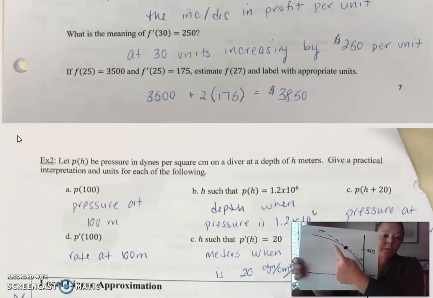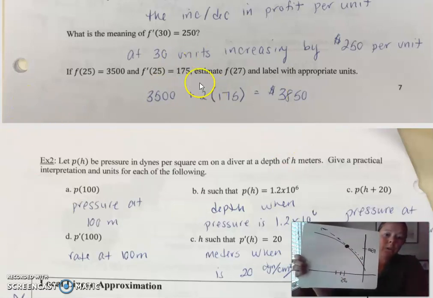And we know the slope of the tangent line is 175. So what we'll do is estimate what we think the profit will be at 27, so 2 units over. We're going to stay along that tangent line. So we're going to add the slope 2 times because we're 2 units away, 25 to 27. So we'll stay along that tangent line and we get 3,850.